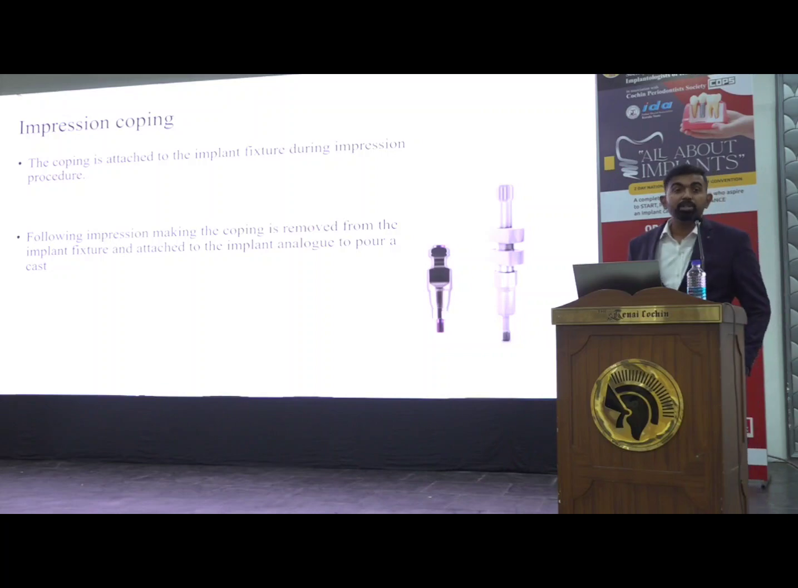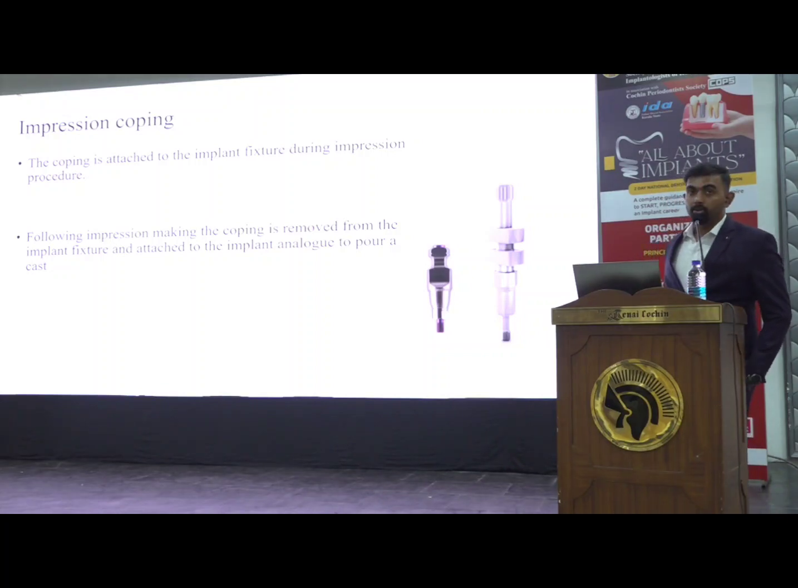For all these impression copings, 2 parts are there: the central screw and the transfer component. This is the transfer component, and this is the long central screw. If you are using an open tray impression coping, that impression is called a direct impression. If you are using a closed tray, it's an indirect impression.